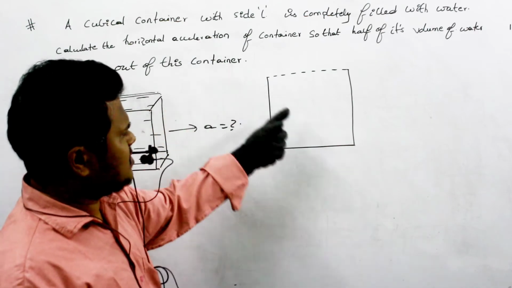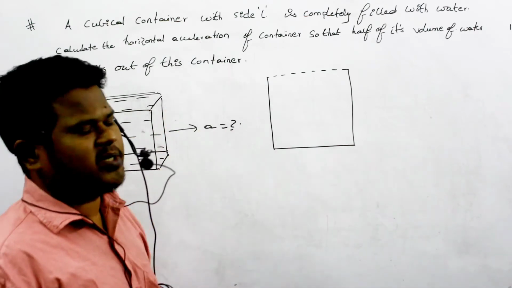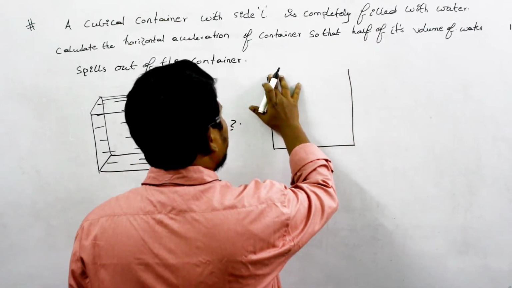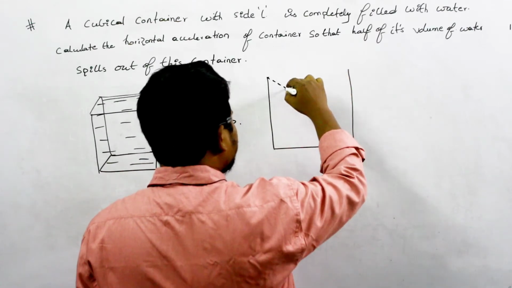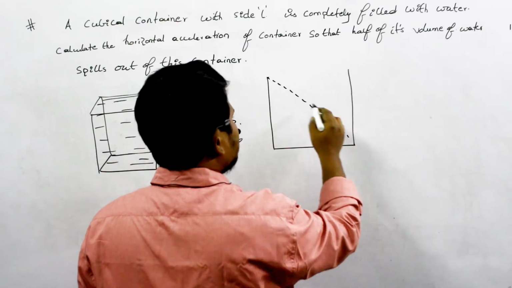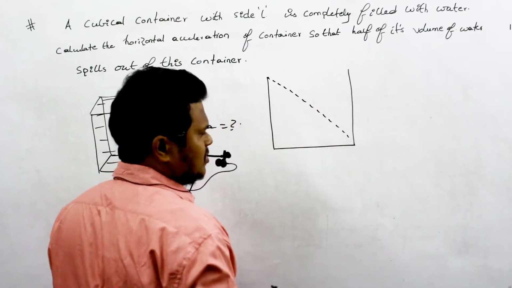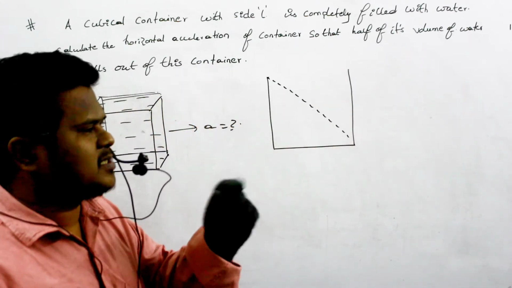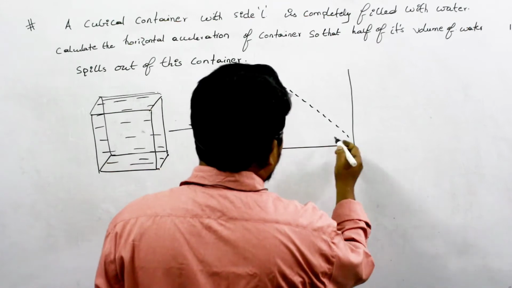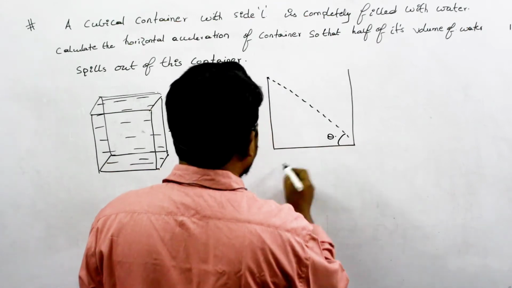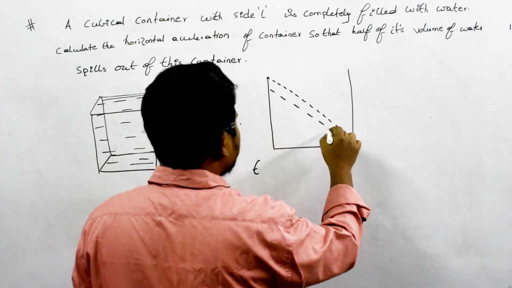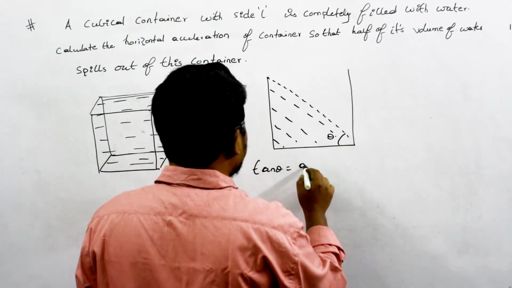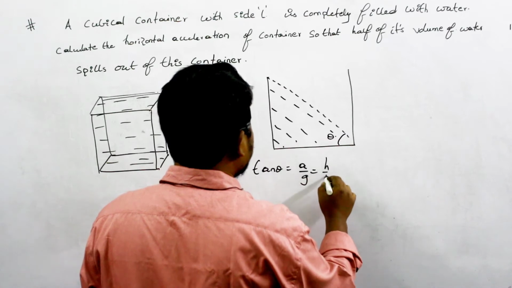Now if half of its volume should be emptied, then what is the meaning of this? It means that the liquid surface is no longer like this. The liquid surface is like this. So this is one half and this is another half. It means that half of the liquid has fallen out of this tank. So therefore, now very easily I can apply, if this is theta, already we know that these are the equipressure lines. So tan theta is equal to a by g, which is equal to h by l.